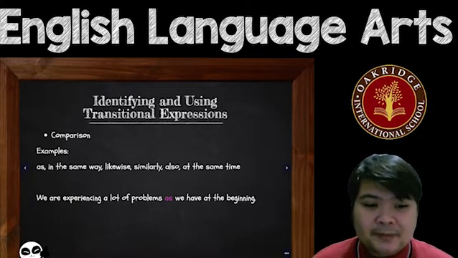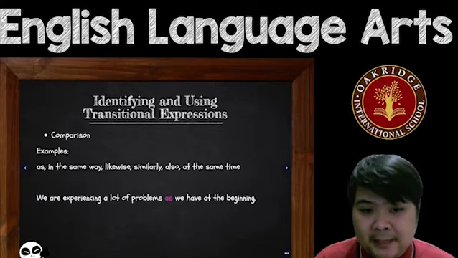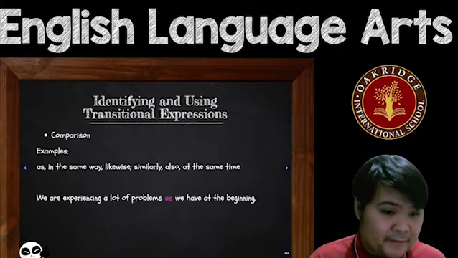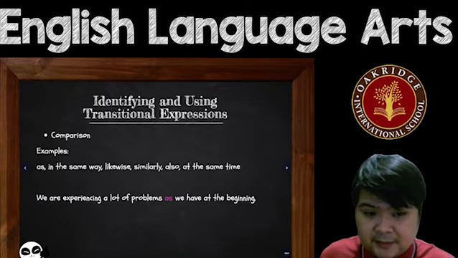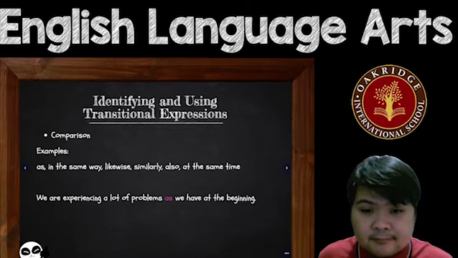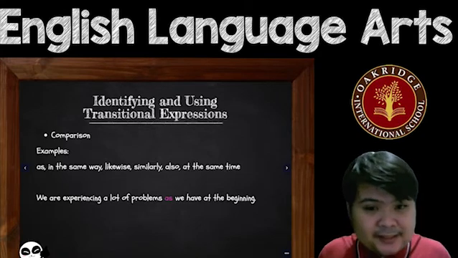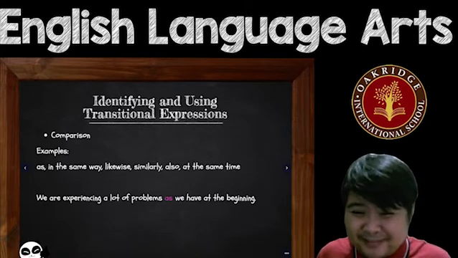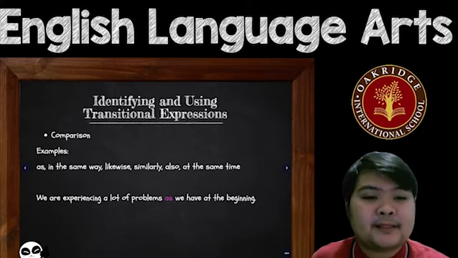Example, we're experiencing a lot of problems as we have at the beginning. What we have in the beginning is the same as what we're experiencing right now. As. That's how it works. Comparison. The same. Like. Alright?